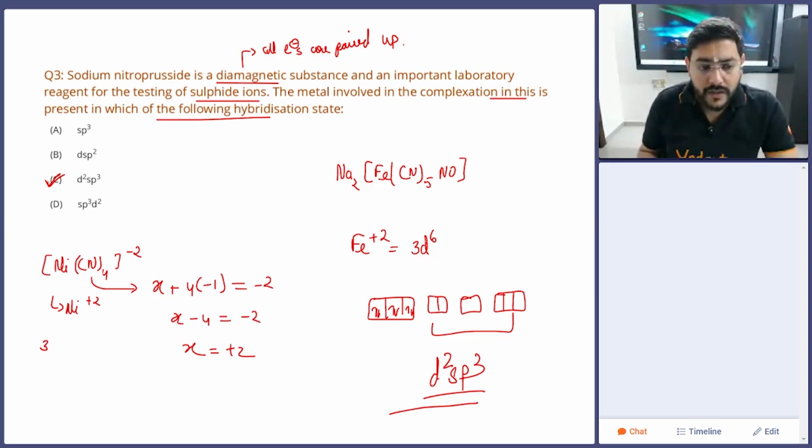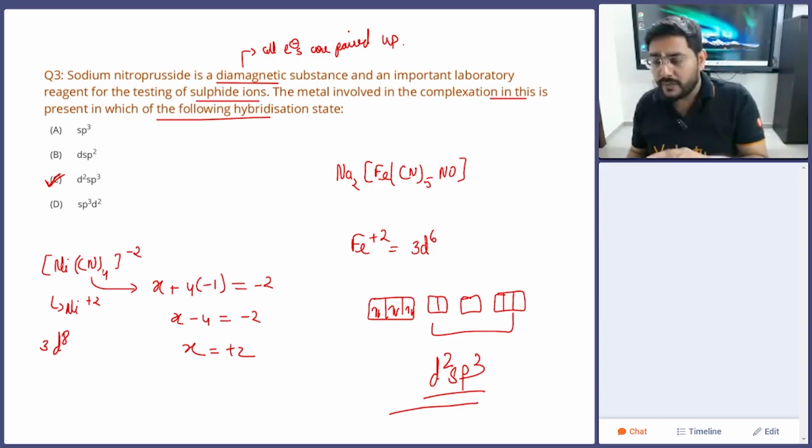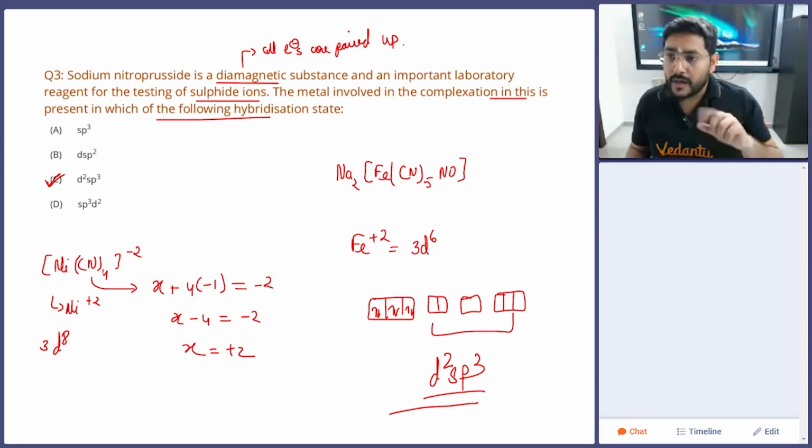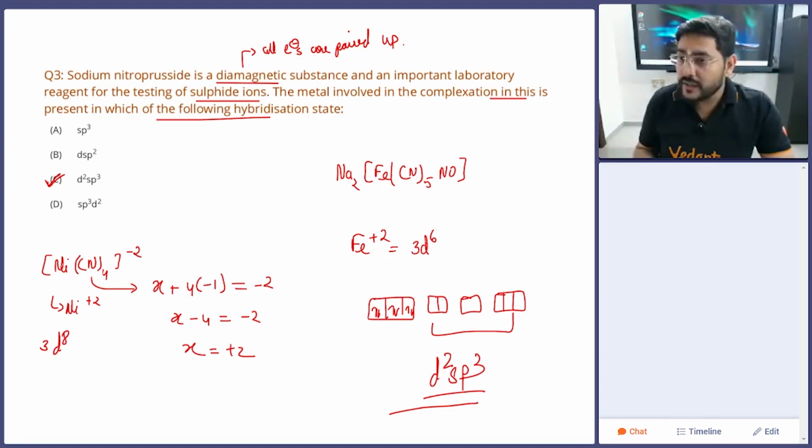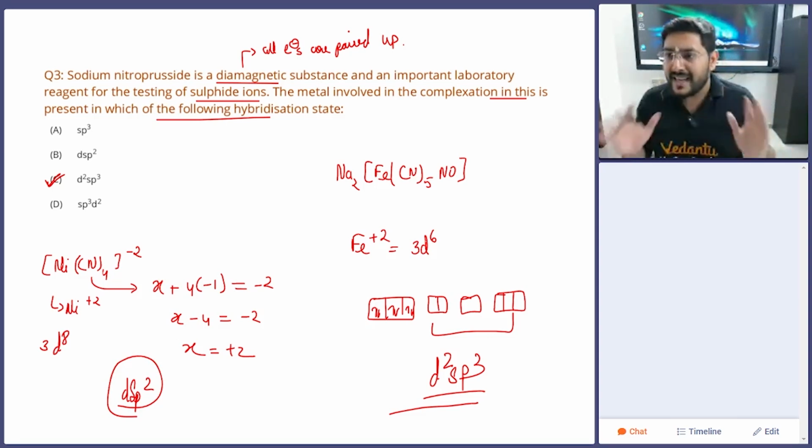So what will be the configuration? Nickel's configuration is 3d8 4s2, but Ni2+ will be 3d8. Now here it is a strong field ligand. Yes or no? Strong field ligand will help in the pairing. So what will be the hybridization of this complex? Can I say that dsp2 will be the hybridization? Square planar complex. Yes or no? So you can easily calculate the hybridization and the answer also.